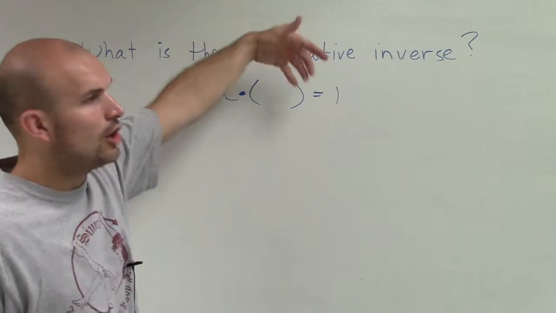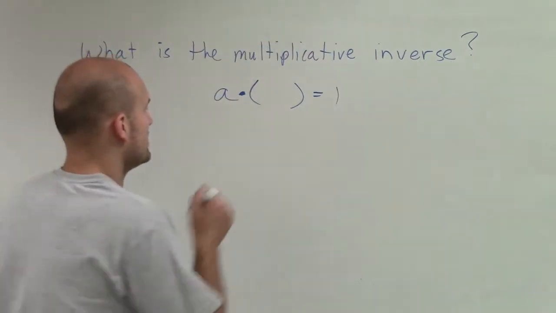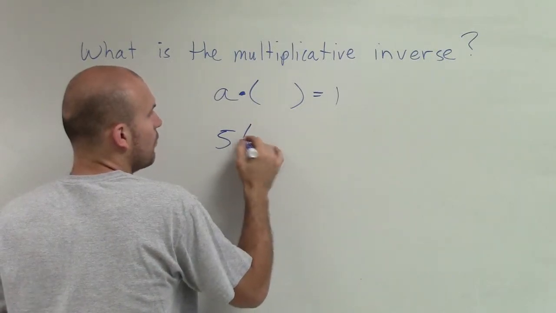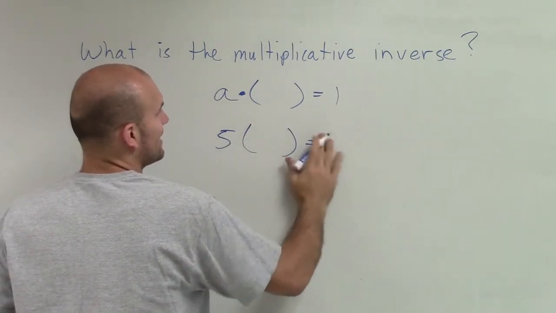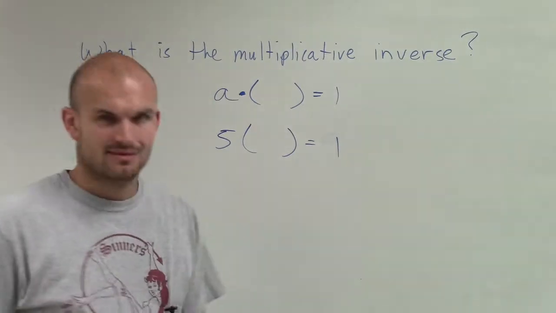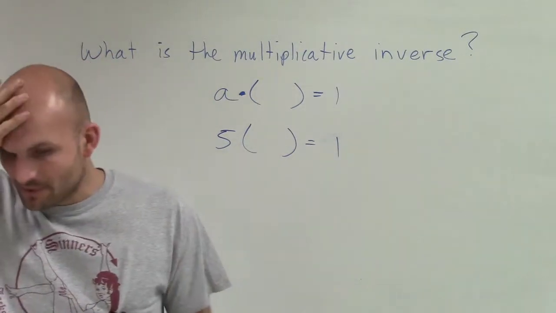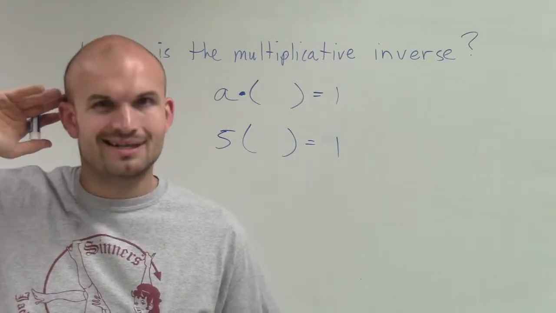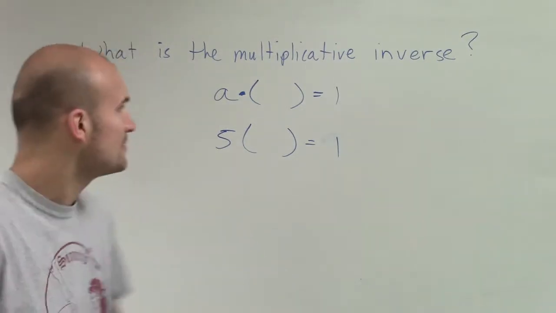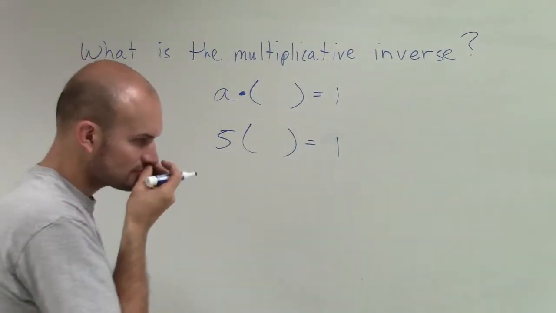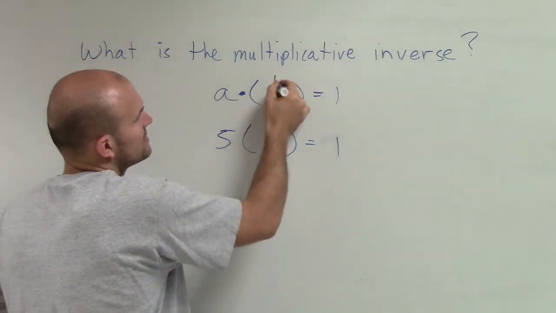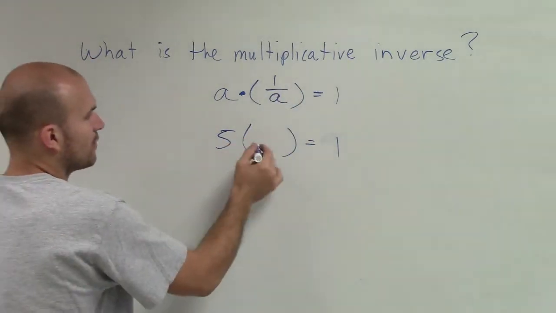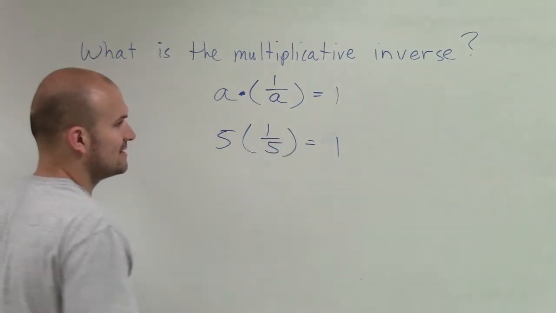So let's start thinking of all numbers that you can multiply by a number. And let's forget about a. Let's take 5. 5 times what gives you back 1? Start thinking about what numbers, usually like 0, 1, 2, 3, -1. No, nothing's really coming to light, right? Well, if you think about it, the multiplicative inverse is 1 over that number. So therefore, 5 times 1/5 is equal to 1.